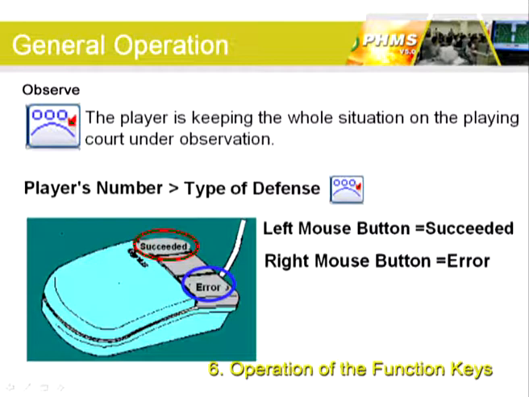If it is succeed in observation, it means as a defender, you watched carefully what happened around you and you kept the attacker away from shooting successfully. But if you have an error of observe, that means you didn't watch carefully what happened around you. You let the attacker have a chance to shoot, or the worst thing is that the attacker shoots and goes. So these are the differences between observe succeed and observe error.